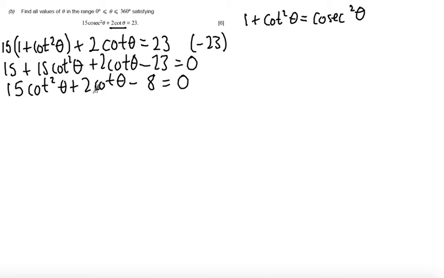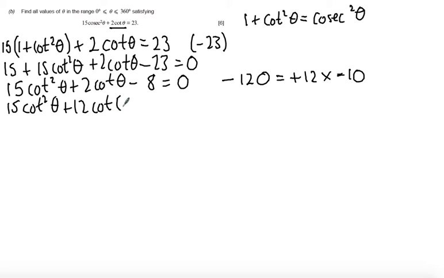So now at this point I have a quadratic in cot theta. I want to factorize this if I can, if not use the quadratic formula. If I do 15 times minus 8 gives me minus 120. I want factors of minus 120 that have a difference of 2. And actually if I do plus 12 times minus 10, those factors have a difference of 2. So what I can do now is split my first order term, the cot theta, into 15 cot squared theta plus 12 cot theta minus 10 cot theta minus 8 equals 0.